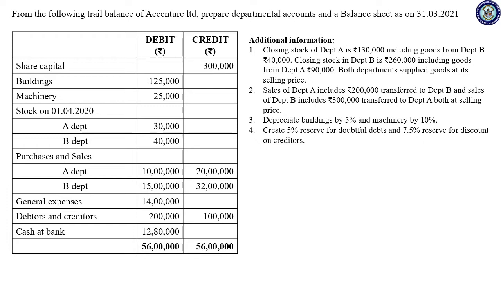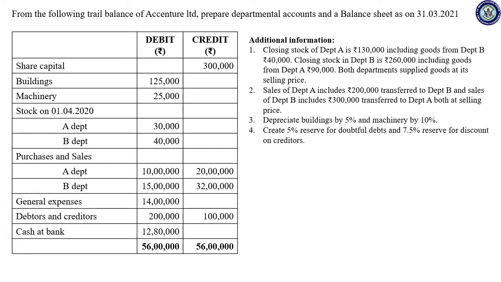Next is the additional information. Closing stock of department A is 1 lakh 30,000, including goods from department B 40,000. Means department A's closing stock is 1 lakh 30,000, in which 40,000 is goods from B department, that is called interdepartmental transfer. Closing stock in B department is 2,60,000, including goods from A department 90,000. Similarly, it is interdepartmental, and both the departments supplied goods at their selling price.